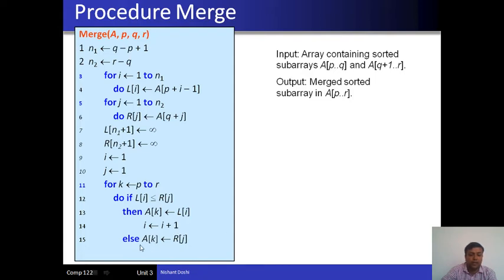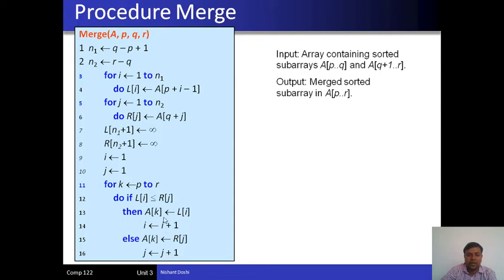Okay, otherwise you will copy the right value and continue. So now this will be your entire code of merge. Well, I think I missed something, right? Yeah, I have incremented K. What about J? Yes, that is line number 16. That is the J plus 1.